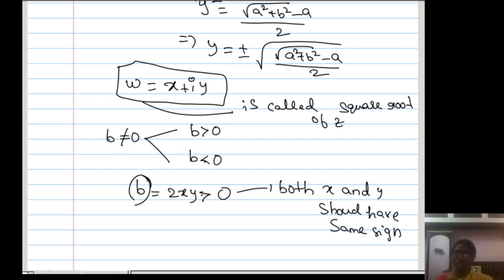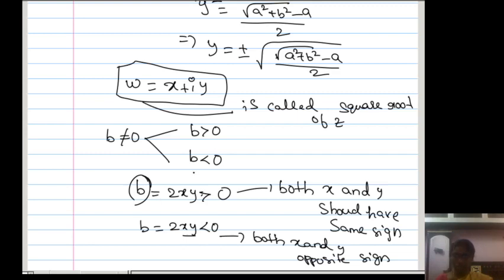If b less than 0, what? 2xy is less than 0. This is when you get this less than 0. Both x and y should have opposite sign, because if x is positive, y negative, plus into minus or minus into plus. If both have opposite sign, then the product will be negative. If both have the same sign, then the product is positive.